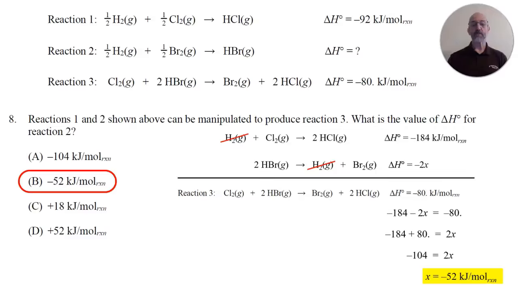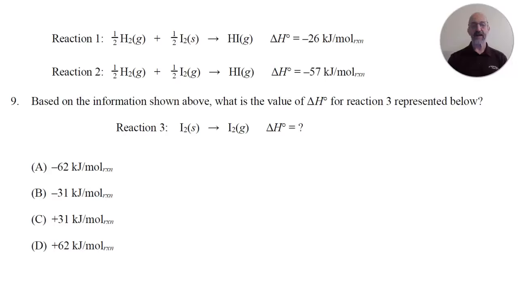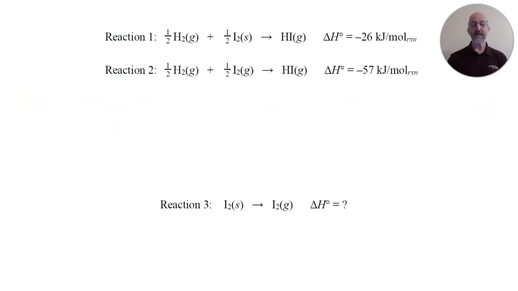All right, there's one more Hess's law problem, and that would be question 9 in this packet. So what I see in question 9 is we have two reactions, and it says, based on the information shown above, what is the value of the delta H for reaction 3 represented below? So it's a similar process that we saw in questions 7 and 8. Let's go ahead and focus on how these reactions can be modified together so that when the modified versions of the equations are added together, it will produce reaction 3.